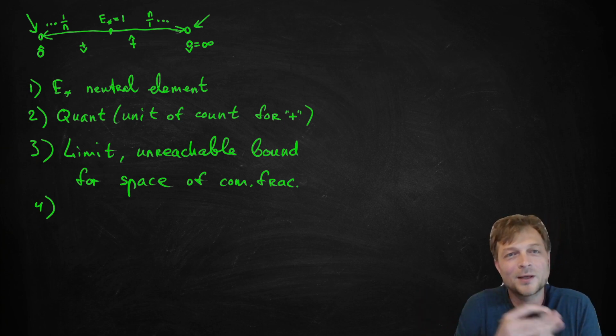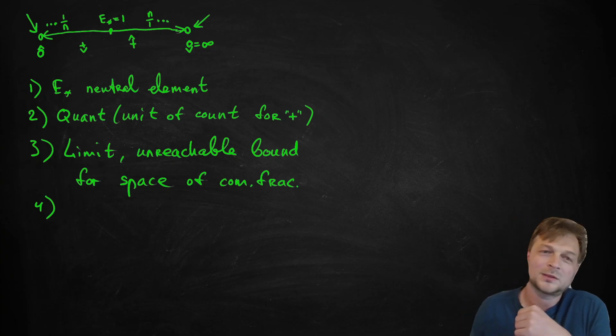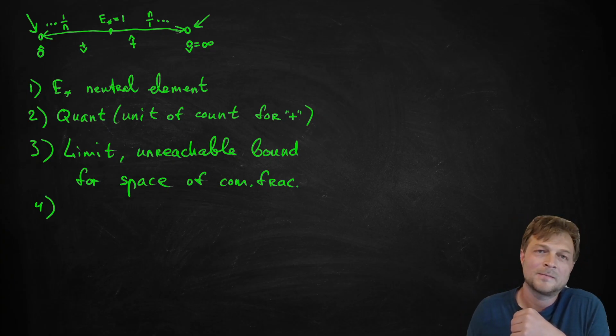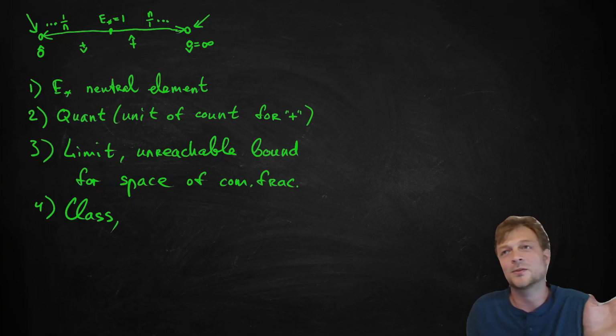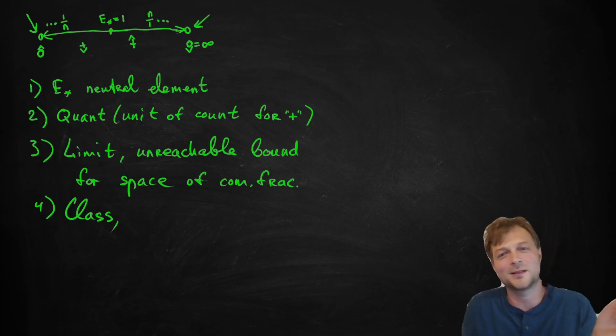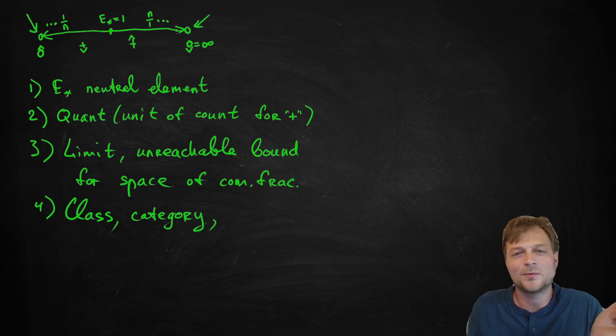So in our case, E star represents identity for common fractions. And so I will say that identity element represents some class of objects. It's like canonical element of some set, okay? Class or category or representative.